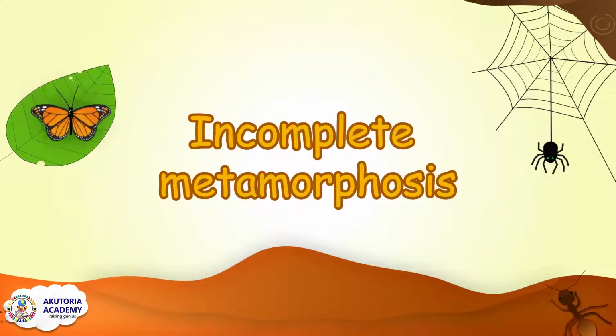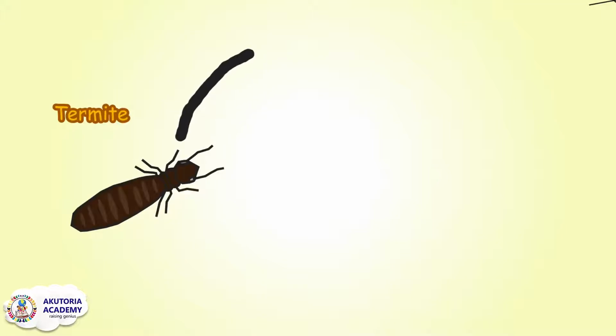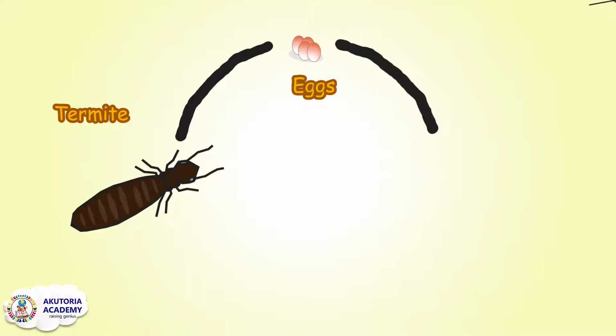Incomplete metamorphosis. In incomplete metamorphosis, the eggs do not change to larvae or to pupa. Rather, they grow to become a young adult, and this young adult is called a nymph. The nymph stage is the second stage in incomplete metamorphosis. In this stage, the insect looks like a small adult. There is much resemblance between the nymph and the adult.